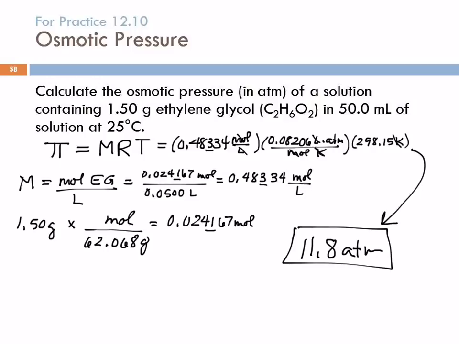So you put 1.5 grams of ethylene glycol in 50 milliliters of water, and in order to keep osmosis from happening, you're going to have to apply 11.8 atmospheres of pressure. Any questions?